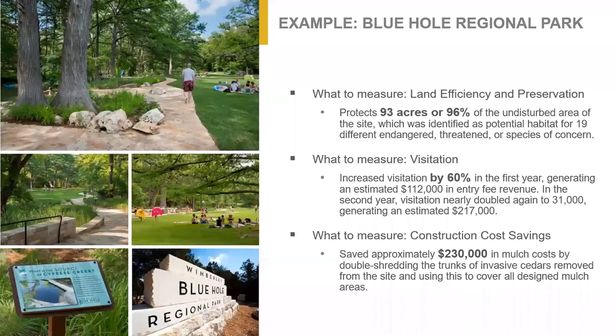So here, finally, we have our completed benefits for Blue Hole Regional Park. This is where our research team ended up. So we have that Blue Hole's redesign protects 93 acres or 96% of the undisturbed area of the site. And also another great equivalency added here is that area was identified as potential habitat for 19 different endangered, threatened, or species of concern. So that just adds a little extra punch to our benefit as well.